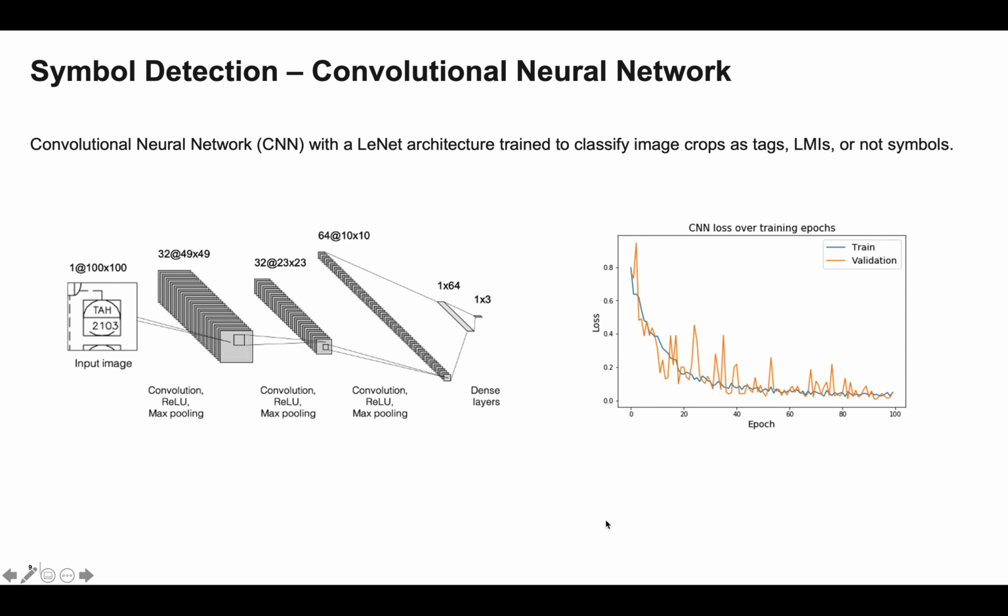To detect symbols in the diagram, we trained a convolutional neural network with a LeNet architecture. Our network had 3 convolutional layers, followed by a fully connected dense layer, followed by a final softmax output layer. We trained this network to classify a 100 by 100 image crop as a tag, an LMI, or not a symbol.